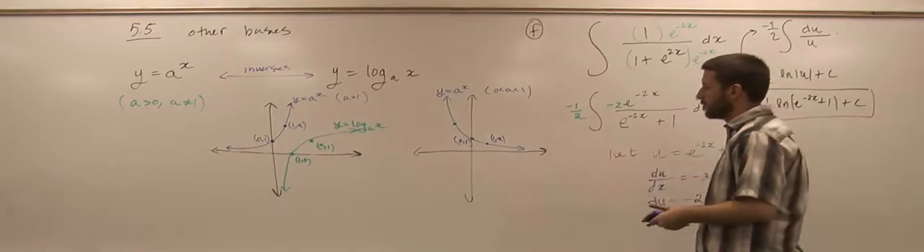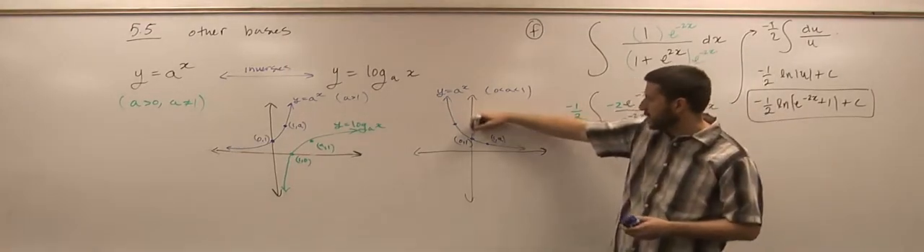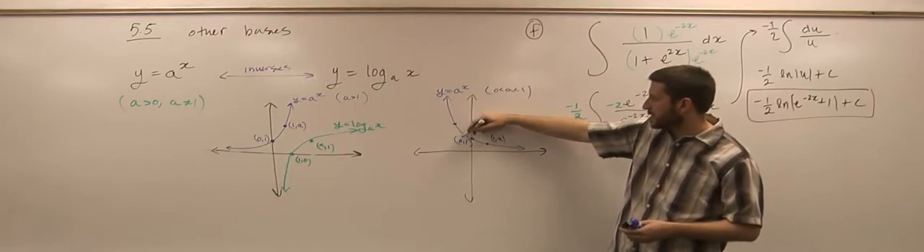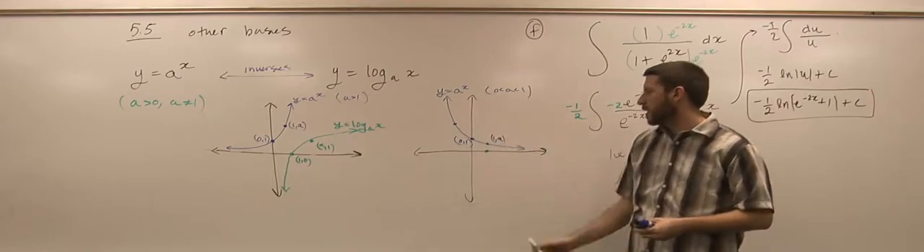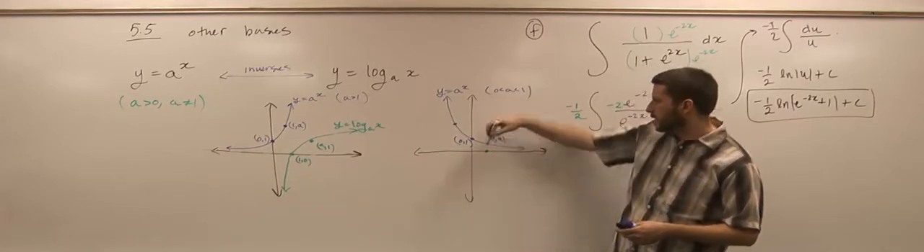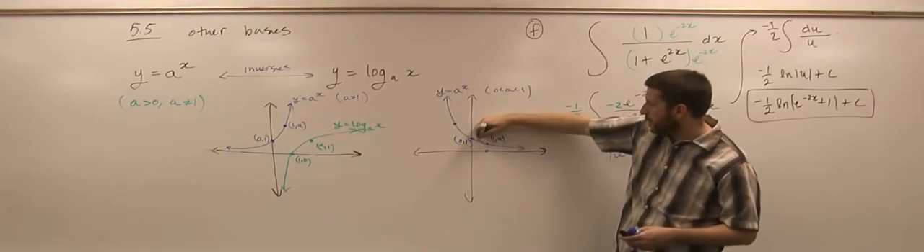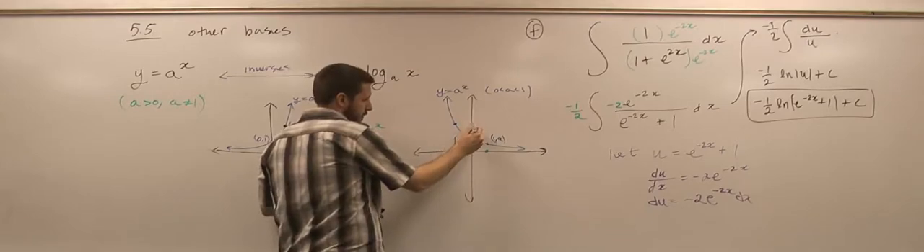Over here it looks a little funnier, I guess, but you can use the same principle. Because log is the inverse, instead of going through 0, 1, you go through 1, 0. And you go through a comma 1, but a is less than 1. So a comma 1 will be up here. So it looks something like this.